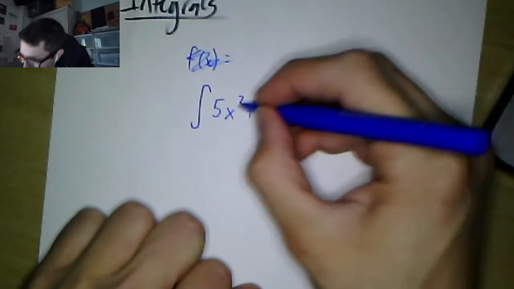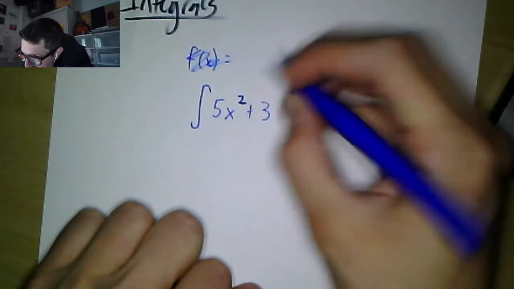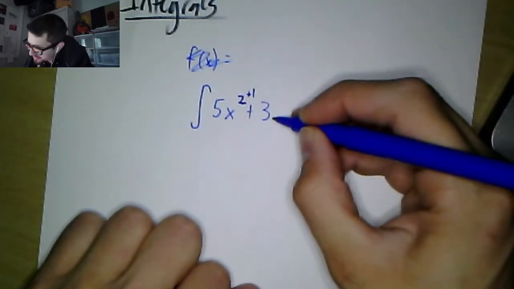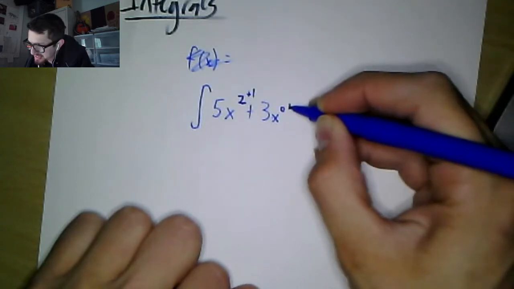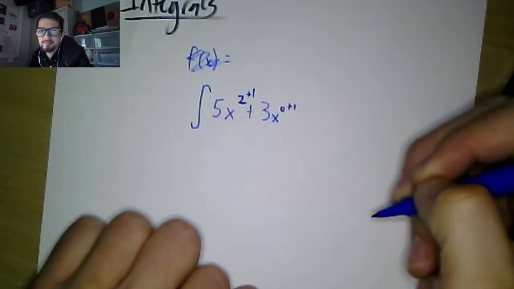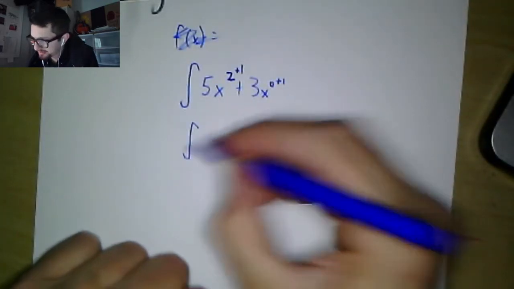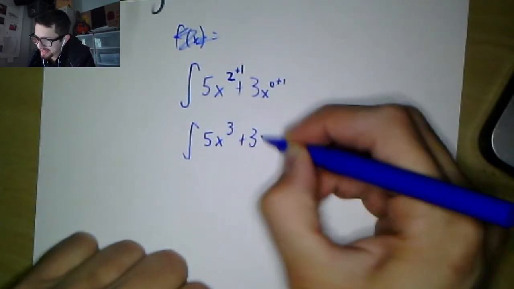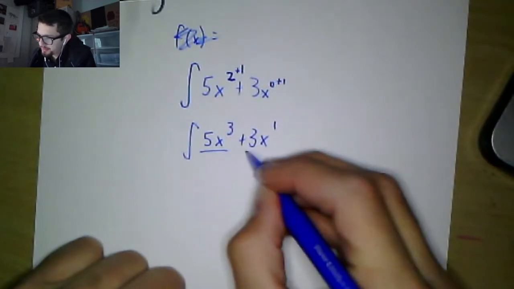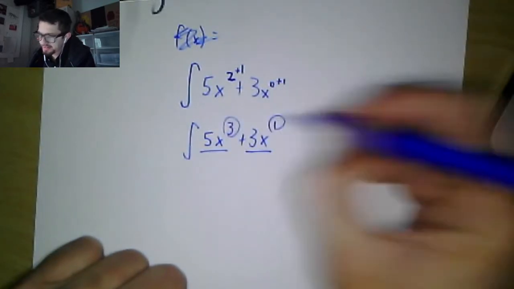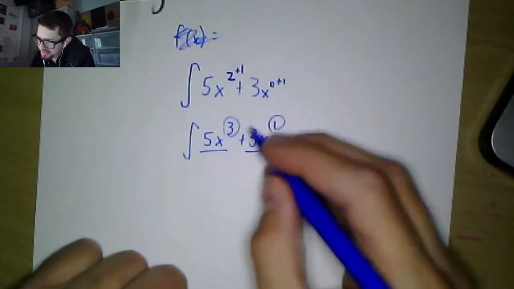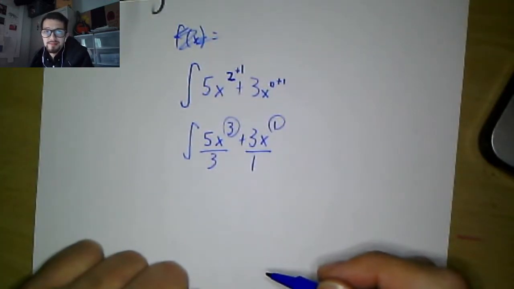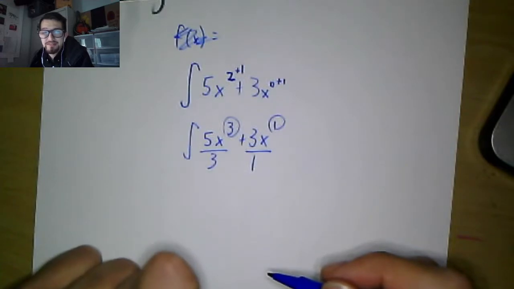Integrals are where you say, okay, I have the exponent of 2 here. I'm going to raise it by 1. And I don't have an x here, which means I have x to the 0, and I'm going to raise that by 1 as well. Then I'm going to rewrite the problem. I have 5x to the third plus 3x to the 1. I divide both terms by the number I find the new exponent. So 5x to the third divided by 3, 3x to the 1 divided by 1. And I just finished taking the integral.